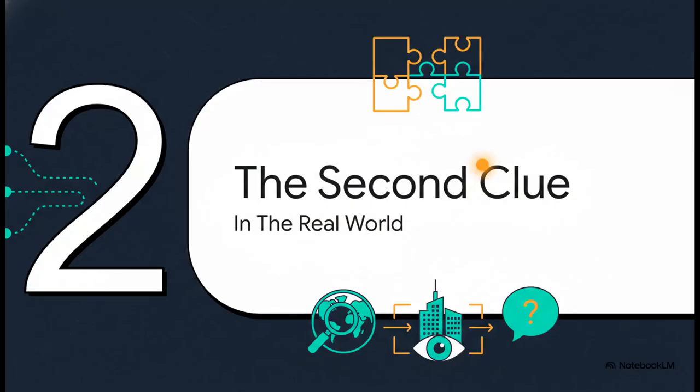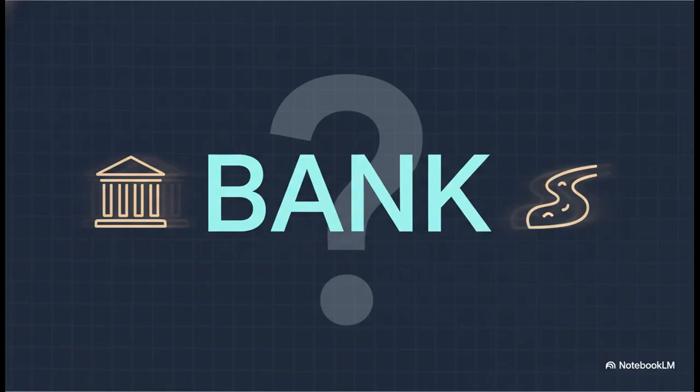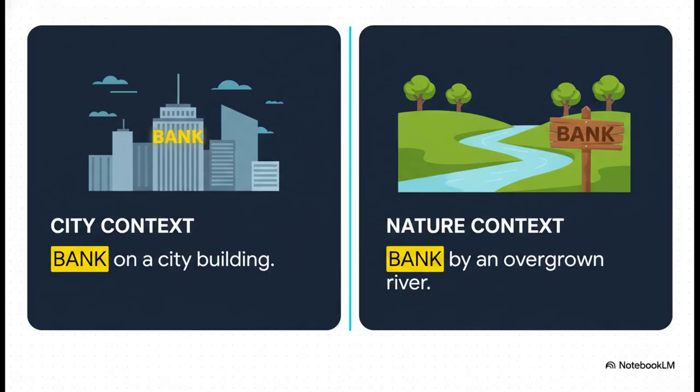Okay, but what happens when we don't have a full sentence? What if a word is all by itself? Well, for that, we need to look for clues not on the page, but in the world around us. So picture this. All those word clues are gone. You're just looking at the single word bank. Is it about money or is it about nature? Right now, it's impossible to know. But watch what happens when we put that word out into the real world. See how fast your brain solves the puzzle now?